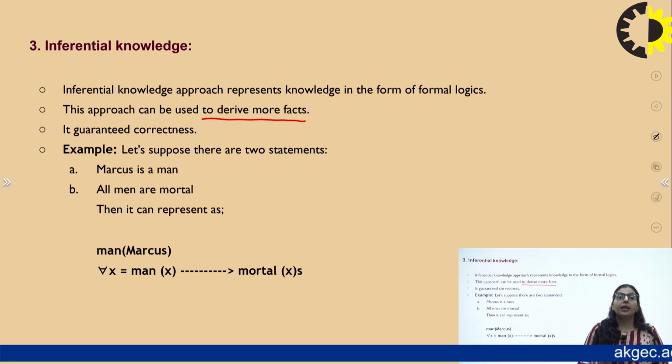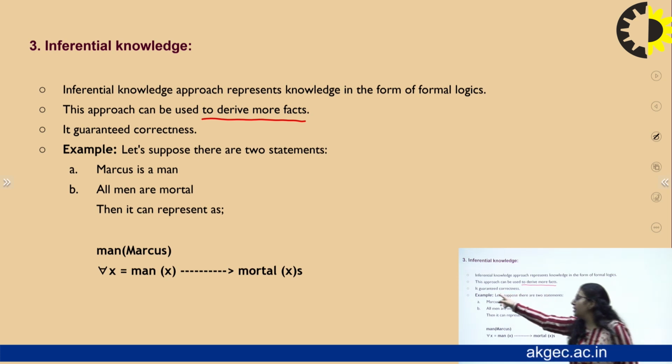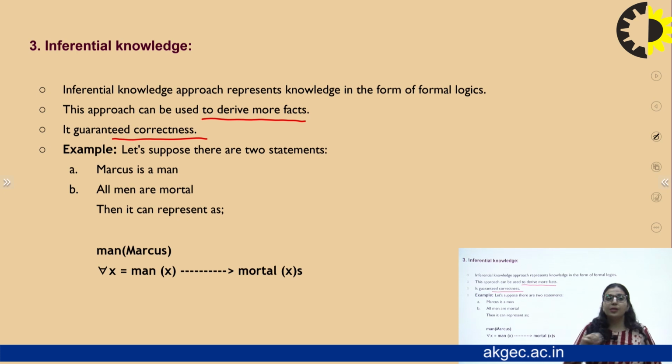And this is one of the approaches that guarantees correctness, meaning whatever action is taken by any artificial object should be correct. So, let us show you an example of how knowledge can be represented in a knowledge base.